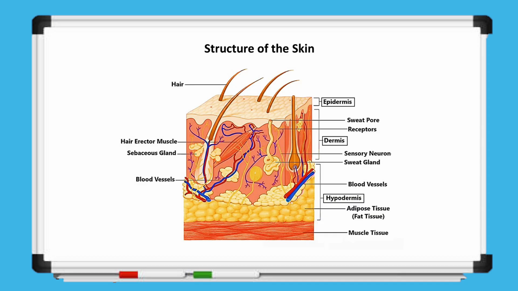Adipose tissue, or fat tissue, forms a large fat layer that is mainly present in the hypodermis and acts as a cushioning and insulating layer at the base of the skin. Beneath this layer lies muscle tissue, which appears dense and striated and forms the deepest supportive layer beneath the skin.